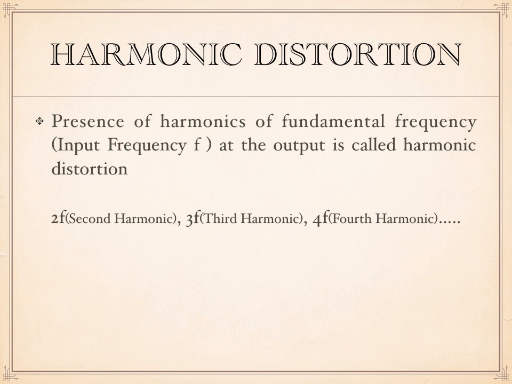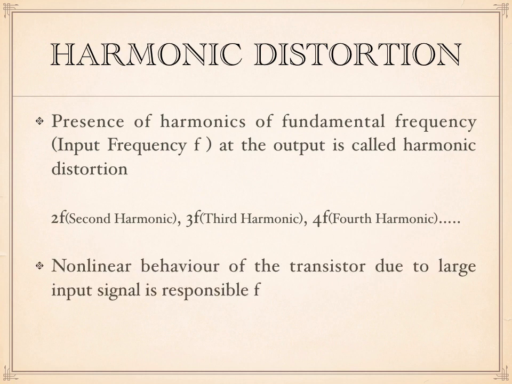For example, if we apply 1 kHz at the input, we will get amplified 1 kHz at the output, which is the desired value. Additionally, we get 2 kHz, 3 kHz, 4 kHz signals at the output, and these signals are termed as harmonic distortion.